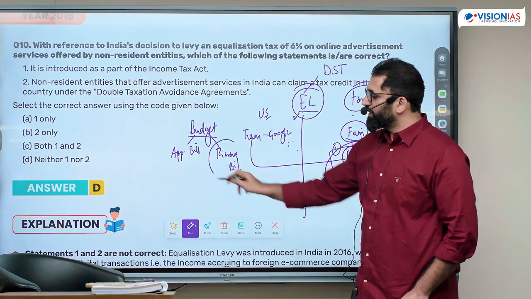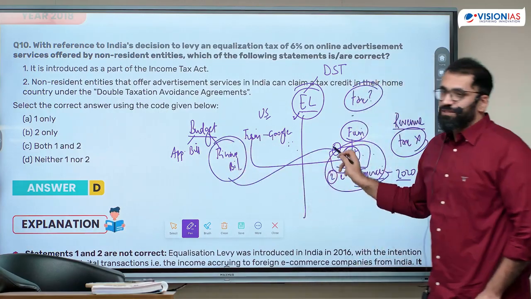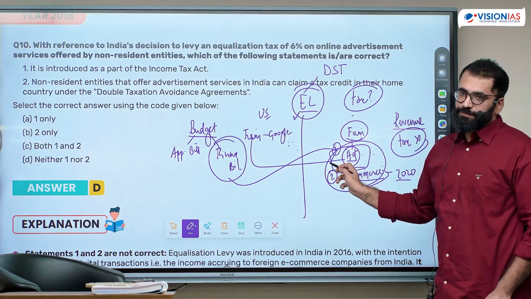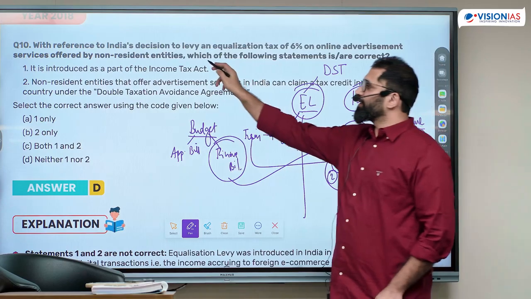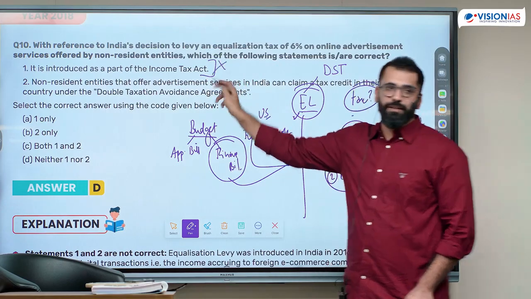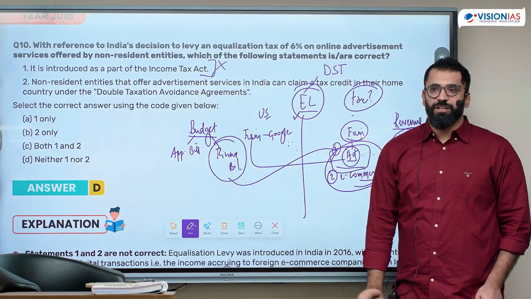So the 2016 budget, Finance Bill introduced this tax in the country. This happened as part of the budget, any new development in the year 2016. It was introduced as part of Income Tax Act. This is incorrect. Finance Bill 2016 introduced this tax.